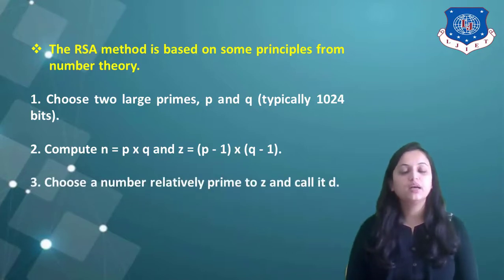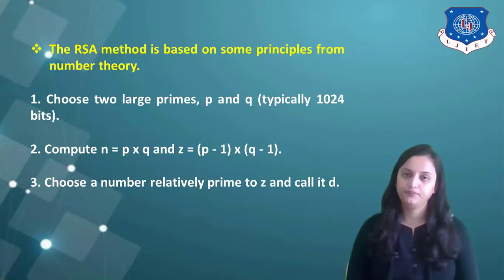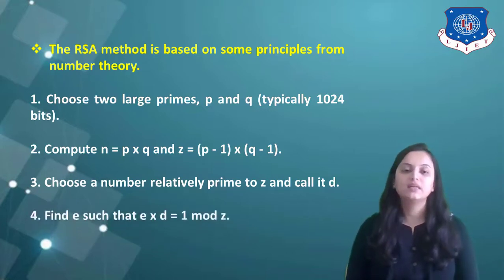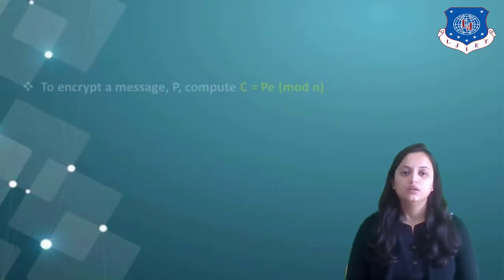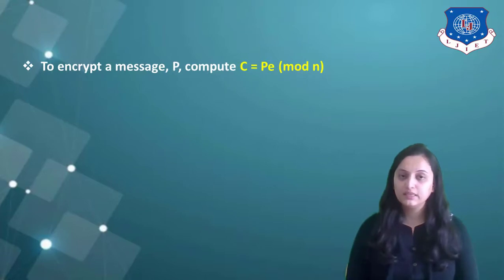Next step is to choose a number relatively prime to z and call it d. Now the next step is to find e, such that e into d equals 1 modulo z. To encrypt a message, that means P, we need to compute the encryption or the ciphertext C, that is equal to P^e modulo n. So this is the formula for obtaining the ciphertext.